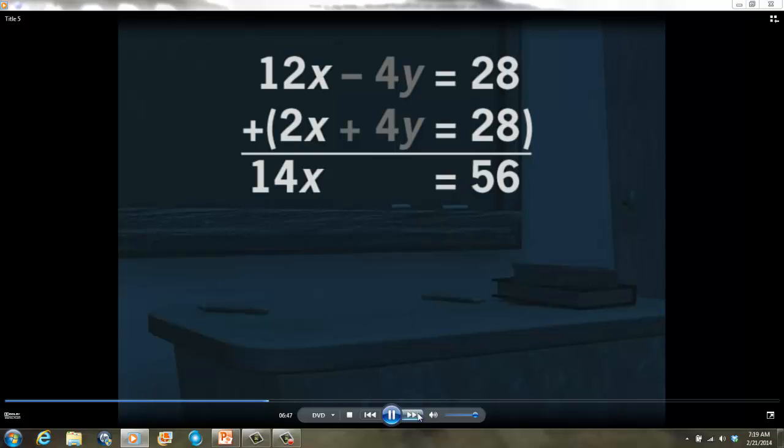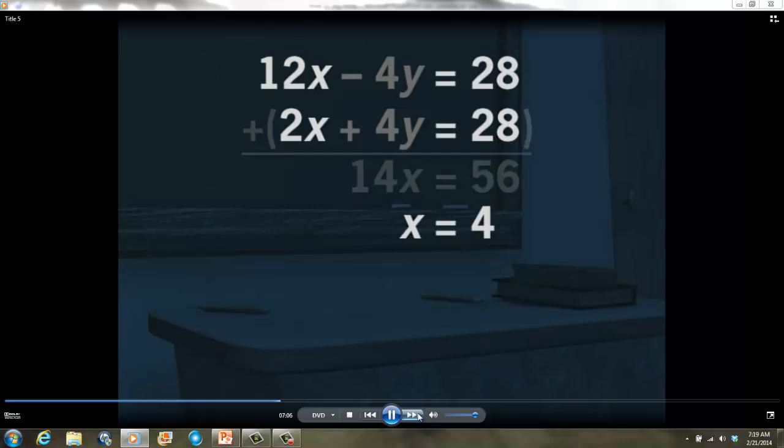12x plus 2x is 14x. 28 plus 28 is 56. 14x is equal to 56. Divide both sides by 14. x is equal to 4.